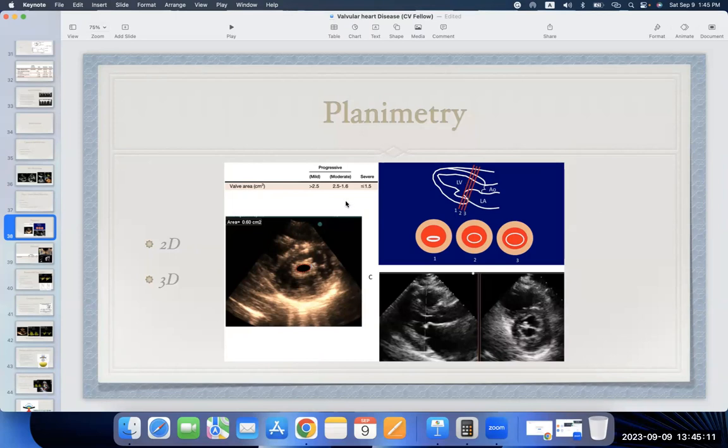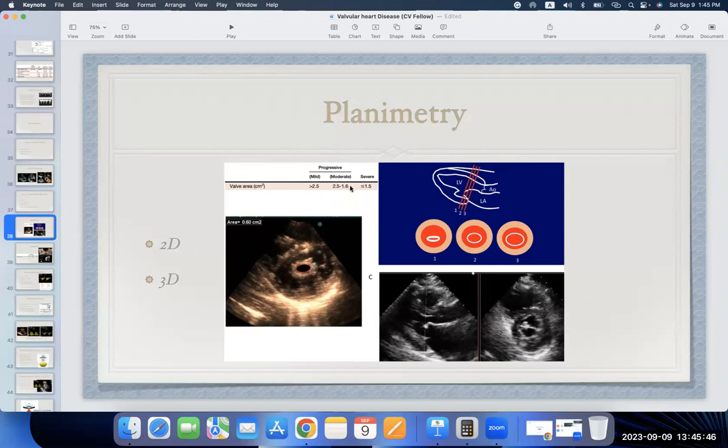This is the latest recommendation. I will say the guideline used to say, the American echocardiography guideline, that severe mitral stenosis is less than 1 centimeter squared, moderate is less than 1.5, and more than 1.5 is mild. But now the guideline is updated, even from the American Society of Echo, as well as the American College.